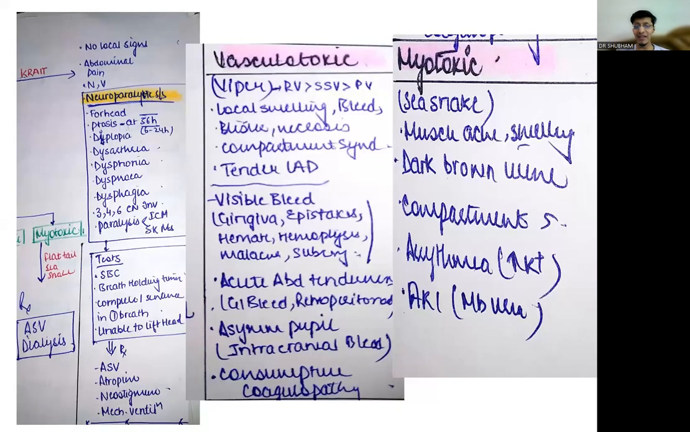Now, what are the various symptoms for the various kinds of snake bite? So, if the patient comes to us with neuroparalytic features, what are these? There is ptosis that can take up to 6 hours to develop and maximum at 36 hours. There is diplopia, there is dysarthria, dysphonia, dyspnea, dysphagia, involvement of the third, fourth, and sixth cranial nerves.